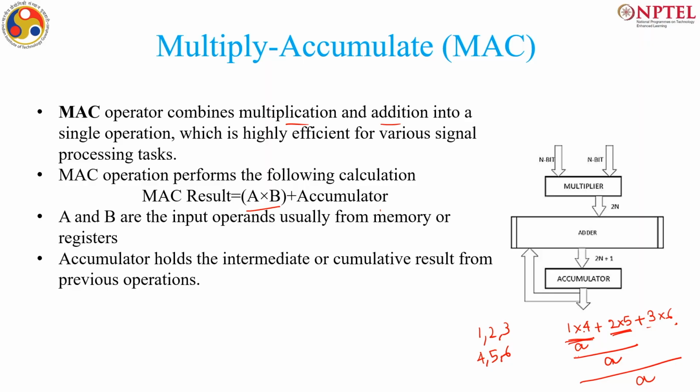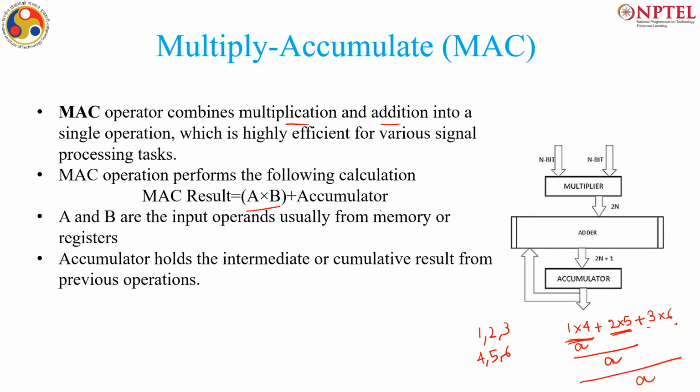Now, you see multiply and then accumulate takes 2 clock cycles, multiply and accumulate 4 clock cycles, multiply and accumulate 6 clock cycles are wasted. What if I can do it in 1 clock cycle? That is the speciality in a MAC operator, which can do this MAC operation in 1 clock cycle, or it is like a parallel dot product.